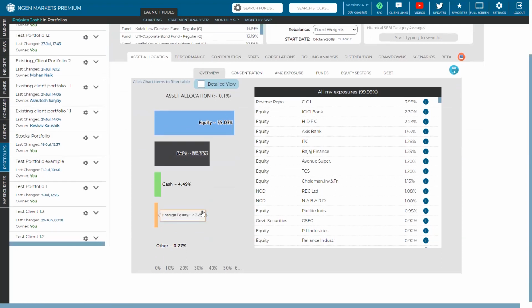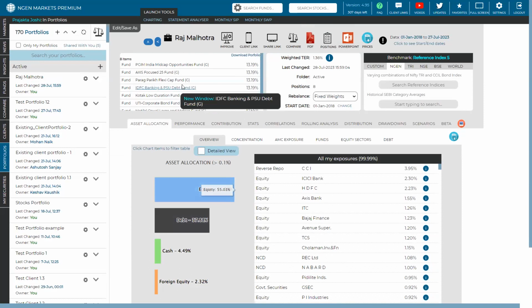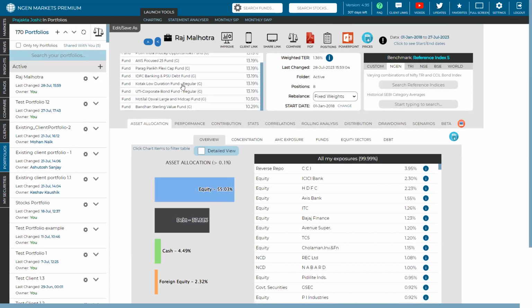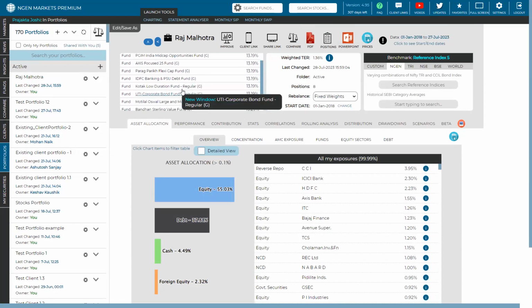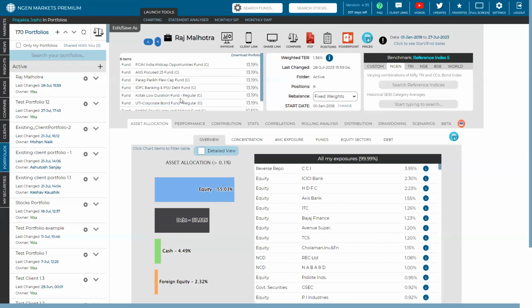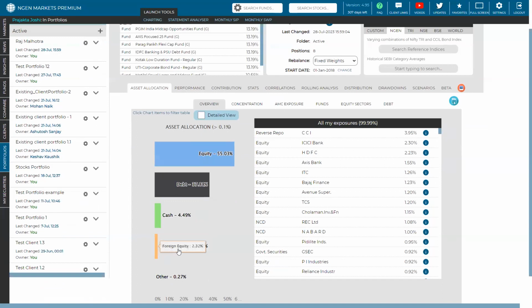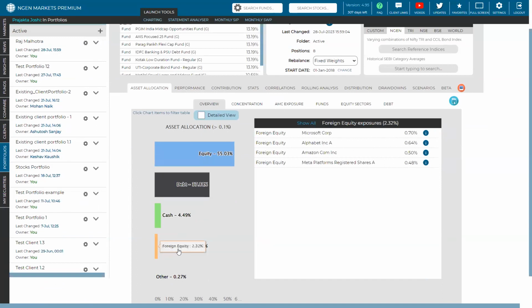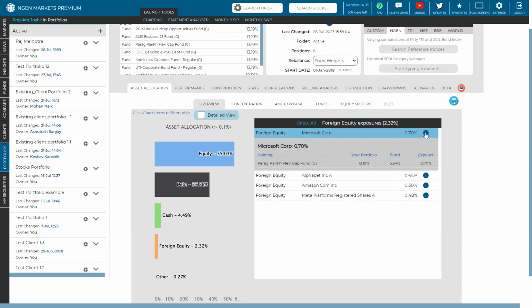So how will you check that? For example, this portfolio does not have a direct stock holding at all. This is a purely mutual funds portfolio. You want to have a look at where this foreign equity exposure is coming from. Just click on foreign equity as a bar graph, and you will see that this portfolio is exposed to Microsoft, Alphabet, and Amazon as stocks. And how is this coming about? Just click on this I button, and you will have a detailed list of that.